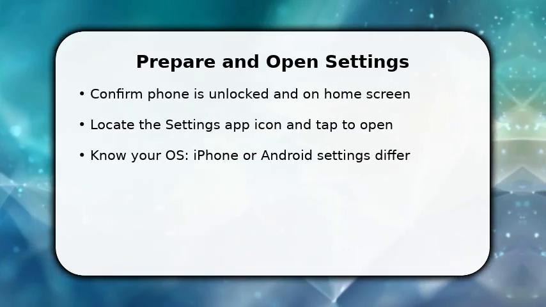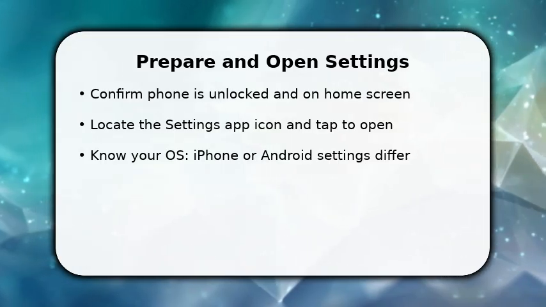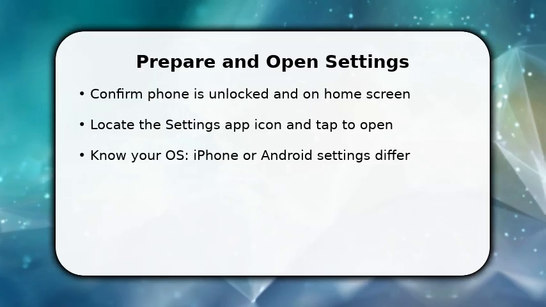On iPhone, it's labeled Battery. On many Androids, it's Battery or Power. Once done, you'll see Low Power Mode or Battery Saver options. This is where we'll act.